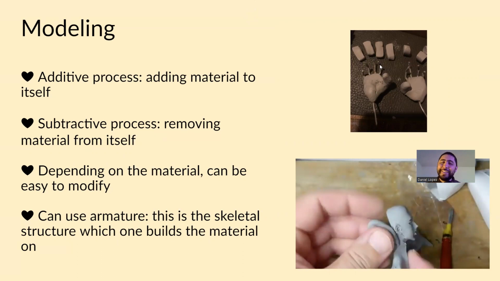As you can see here, here's the armature, which are the fingers that don't have clay on them. Those are basically the skeletons of a sculpture that sort of keep the clay on. It also keeps things stable, and it's easier to mold around that instead of just building on top of things.